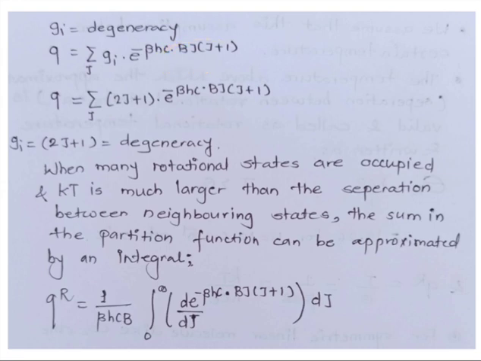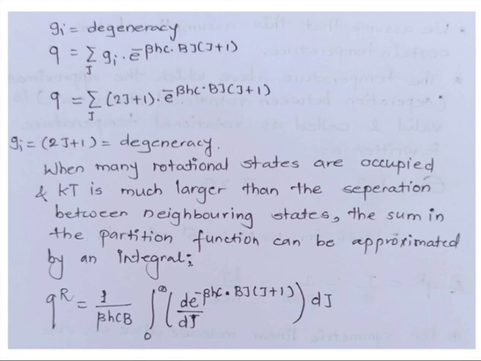Now, when there is a degenerate state, the value of degeneracy for the rotational energy levels is equal to 2J plus 1. So instead of Gi, you can write 2J plus 1. That will be the new equation: Q is equal to summation of (2J+1) into e raised to minus beta hcB J(J+1). Now, when many rotational states are occupied and kT is much larger, as we know, beta is equal to 1 upon kT, k is the Boltzmann constant and T is the temperature.